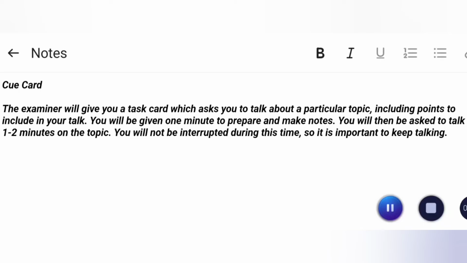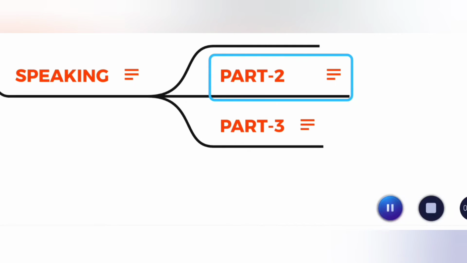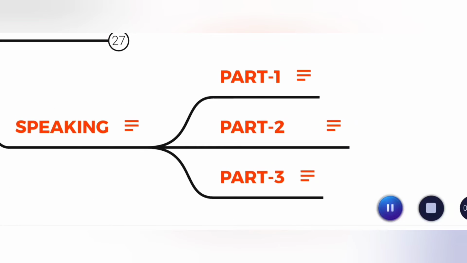The examiner will give you a task card which asks you to talk about a particular topic, including points to include in your talk. You will be given 1 minute to prepare and make notes. You will then be asked to talk for 1 to 2 minutes on the topic. You will not be interrupted during this time, so it is important to keep talking. So now people understand that the examiner is going to tell you, okay, fine, now we are moving to the cue card.